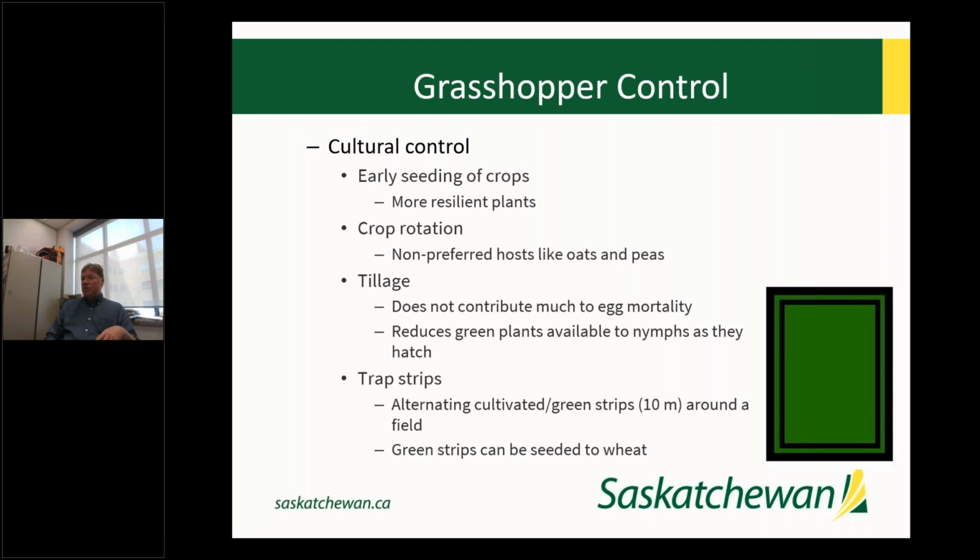So green strips can be seeded to wheat, or to an alternate crop, or to another preferred crop of the species that you have in your area.